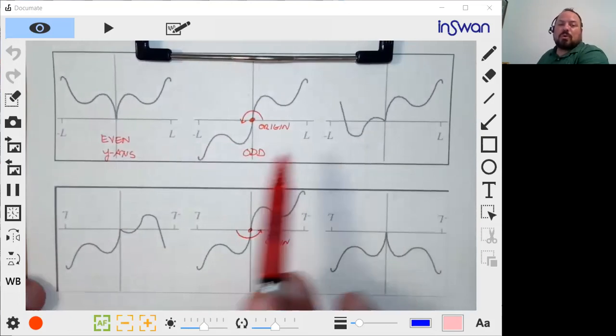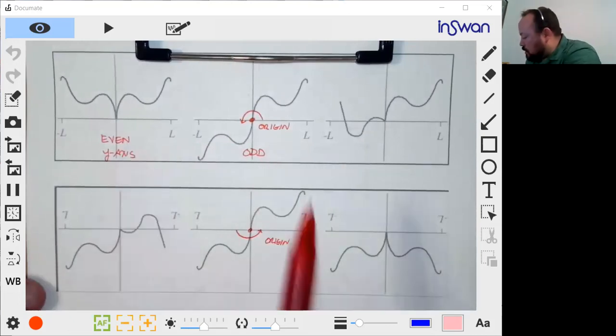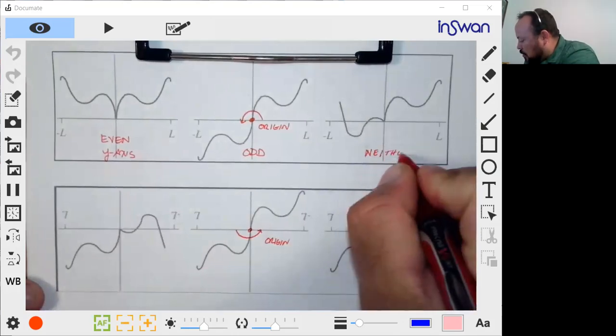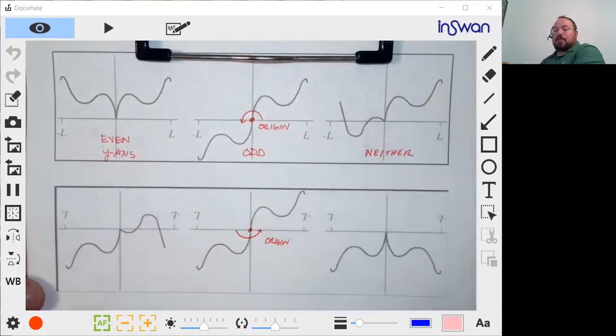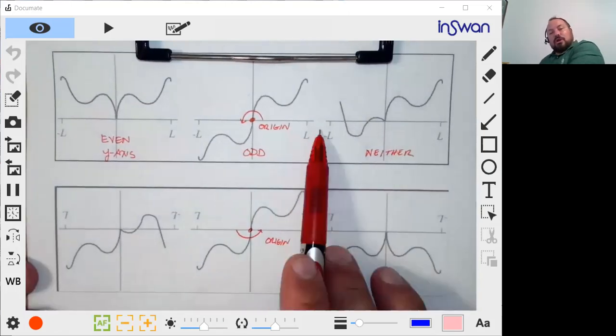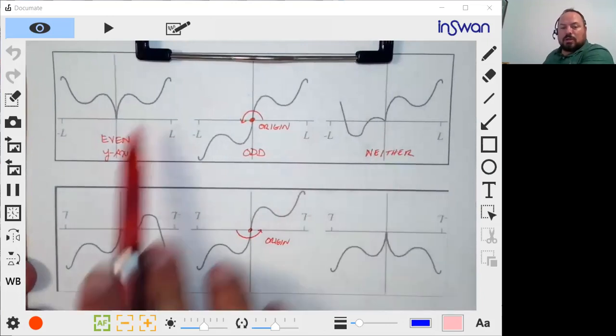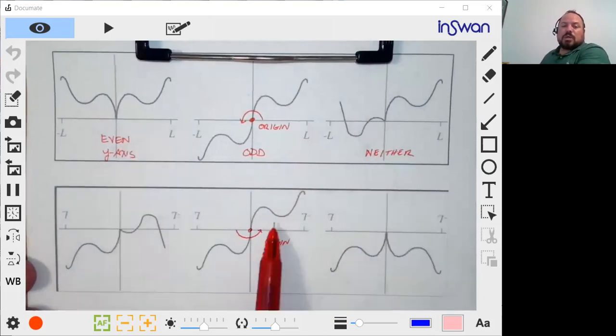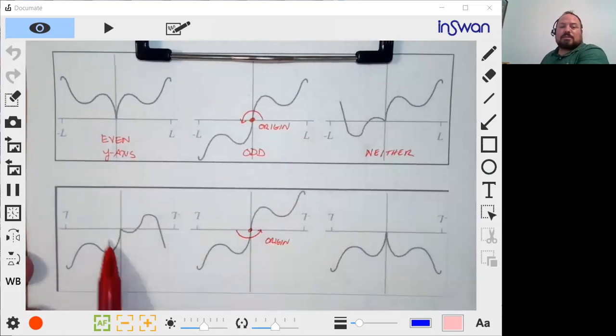And if I have a function that doesn't have this symmetry in the origin, and it doesn't have the symmetry in the y-axis, then we say that this is neither. Okay, and what is interesting is that I took this graph and rotated around 180 degrees. Well, with that 180 degrees rotation, I still don't have any symmetry for the graph that was neither.